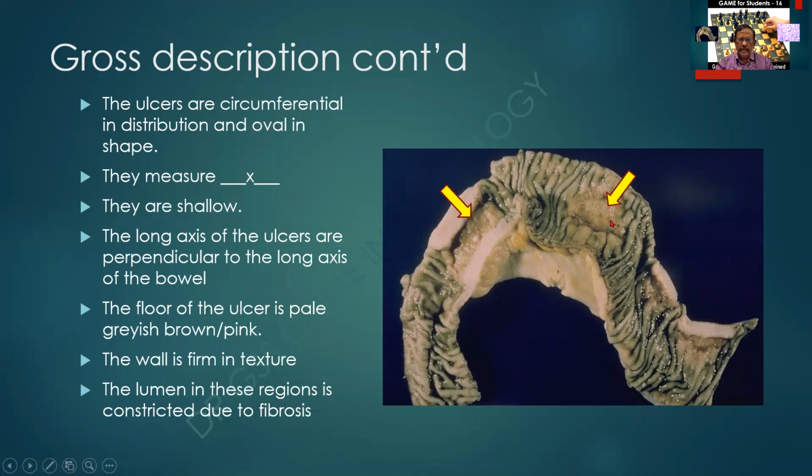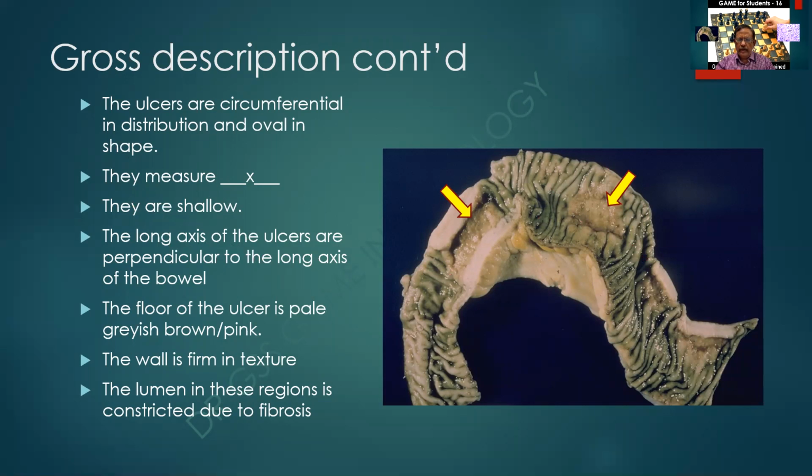The floor of the ulcer is grayish white in color and the ulcer is quite shallow. The surface is flushed with the surface of the surrounding normal mucosa. The long axis of the ulcers are perpendicular to the long axis of the bowel. For example, if this is going to be the long axis, it is perpendicular to the long axis of the bowel, which is characteristic of tuberculosis.